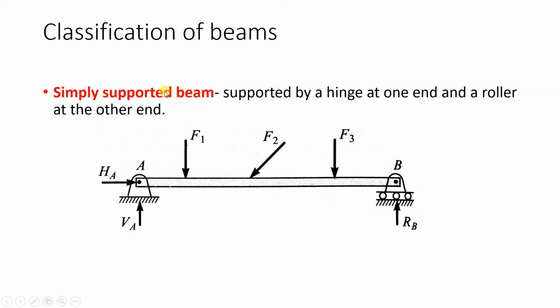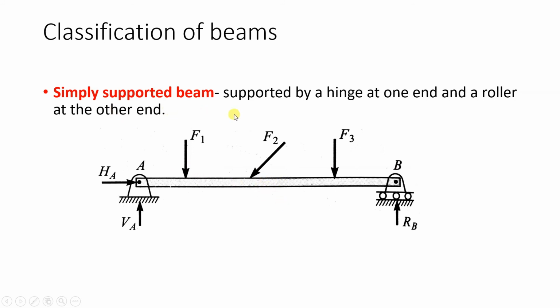Now what do you mean by simply supported beam? One end of the beam has a hinge support, and the other end of the beam has a roller support. If you see point A, it is a hinge, meaning it will have two reactions, HA and VA, and at the other end, point B, it has a roller support, so it will have only a vertical reaction. Okay, and here you can see F1, F2 and F3 are shown. These are acting at a single point, so these are point loads or concentrated loads.